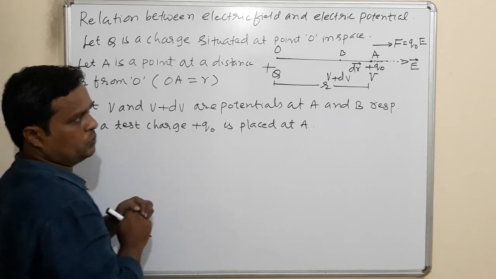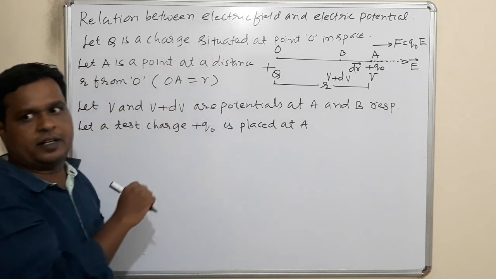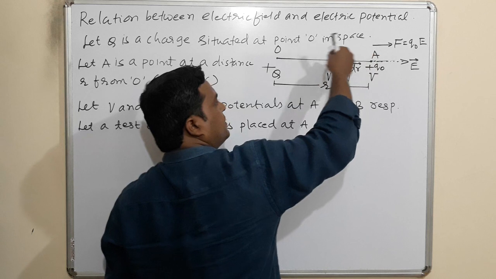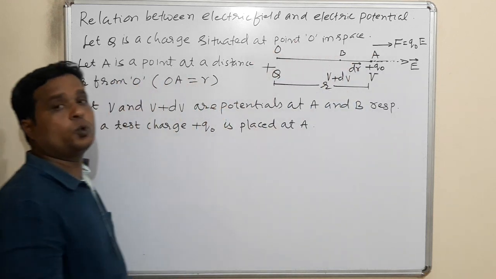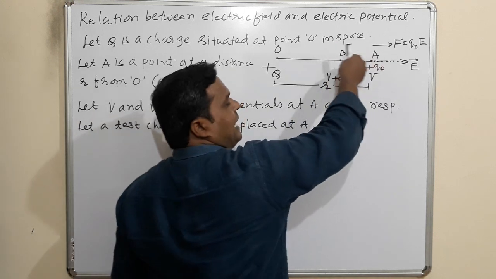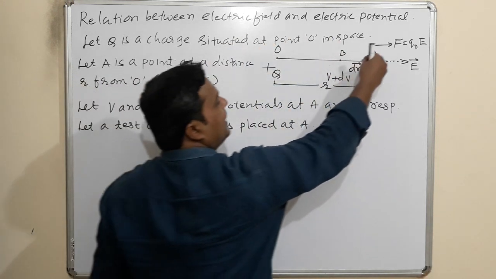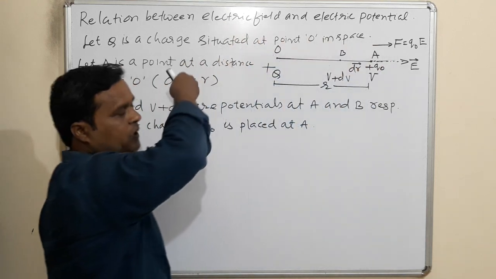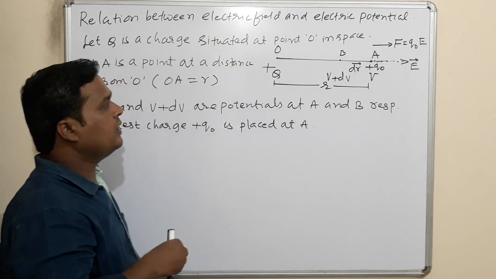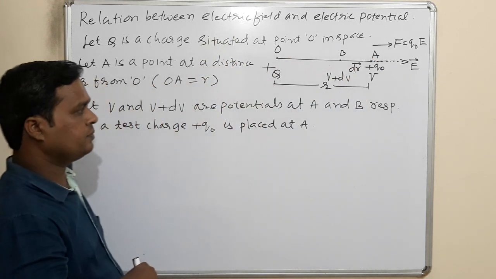Then what we shall do to find the relation between electric field and electric potential, we will try to move this test charge from A to B through the displacement dr. In doing so, external force has to do the work. Means if we are going against the force of electrostatic repulsion, therefore work must be done by external force.